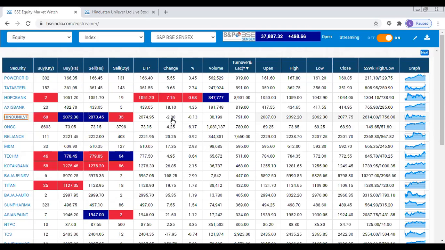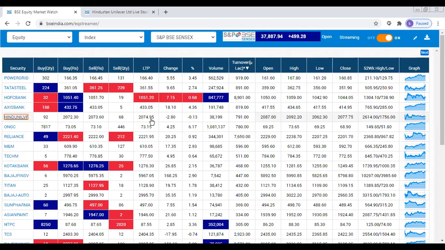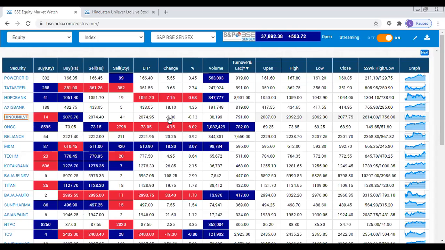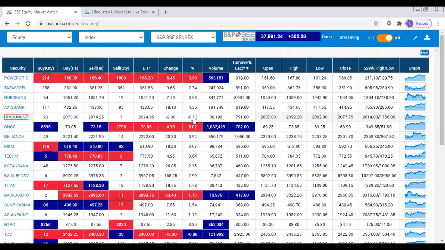That means yesterday the price of this particular share was probably 2080 rupees. Okay, it is down by 2 rupees 80 paisa. So it is reduced. Okay, in terms of percentage, it is minus 1.3 percentage. The price has dropped down.